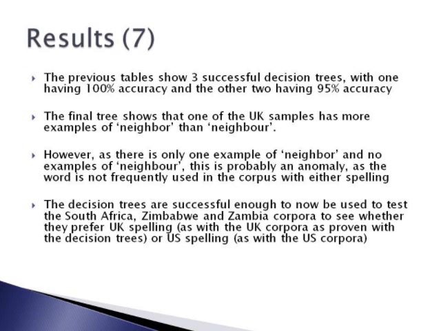The decision trees are successful enough to now be used to test the South Africa, Zimbabwe, and Zambia corpora to see whether they prefer UK spelling, as with the UK corpora, as proven with the decision trees, or US spelling, as with the US corpora.